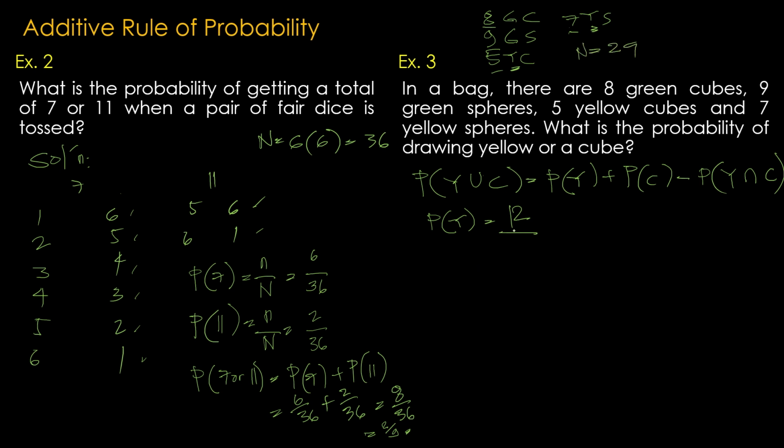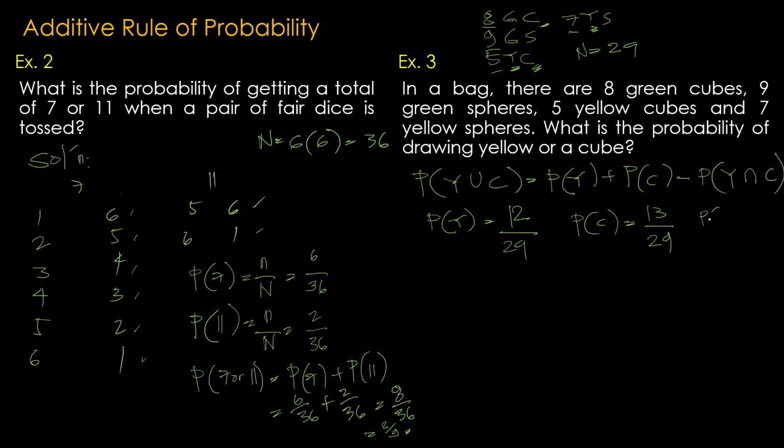So, we have how many that is yellow? That would be 5 and 7. That would be 12 over 29. Plus the probability of getting a cube. What's the probability of getting a cube? Where is the cube? Here, green cube and yellow cube. So that would be 8 plus 5. That should be 13 over the total number of items in the bag, 29.